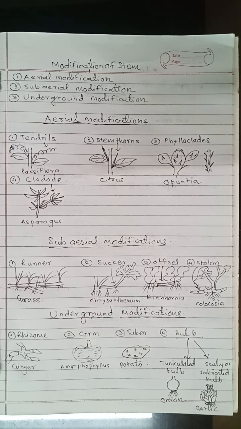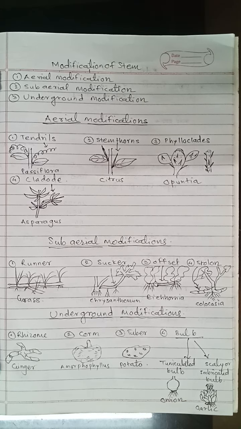Next modification of stem, it is subaerial modification. Subaerial modification means the stem remains under the surface of soil. It may be divided into runner, suckers, offset and stolon. First one, runner. A slender, elongated, prostrate aerial branch with long internodes creeping on the ground and rooting at the nodes. Such type of runner are found in grasses.